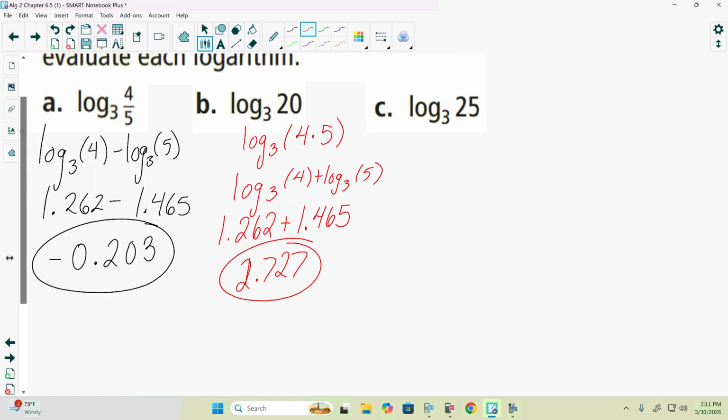Last one, log base 3 of 25. Well, we could say that this is log base 3 of 5 squared. And we can move that 2 to the front, saying 2 times log base 3 of 5.